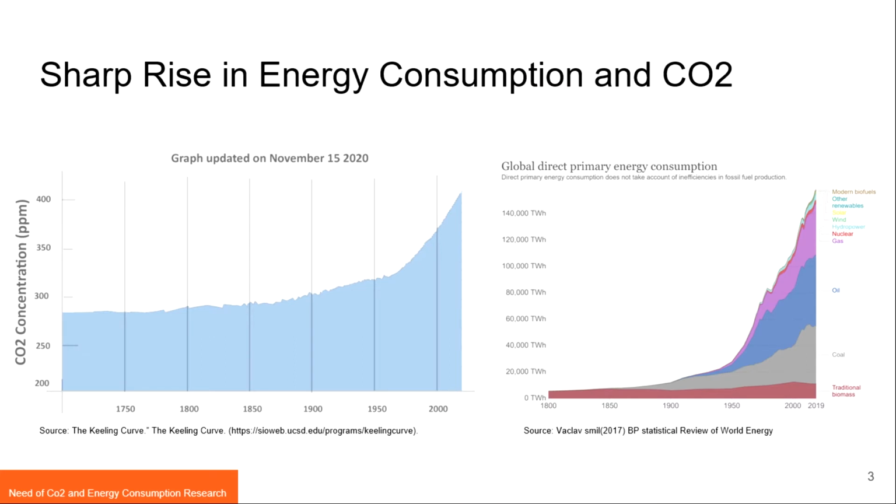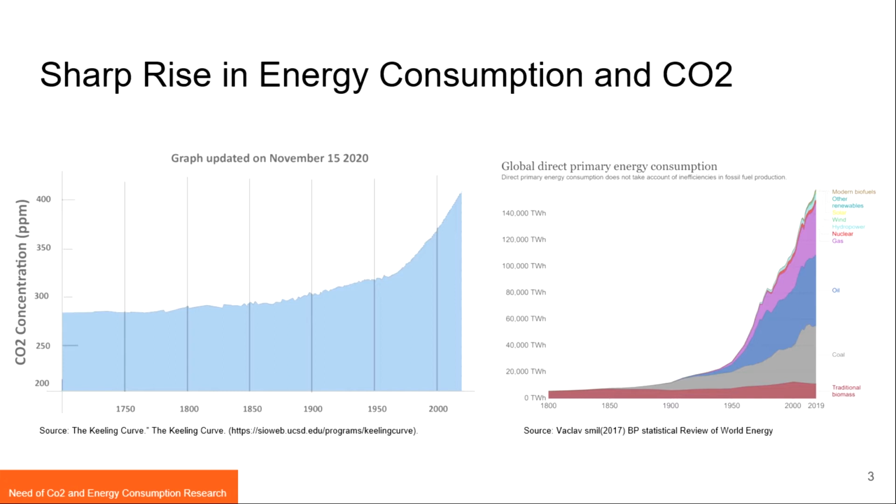We believe facts and figures are the best way to learn new things. Here we have included charts, figures, and graphs to explain why CO2 and energy consumption research is vital. Firstly, on the left-hand side, you can see that before the Industrial Revolution, CO2 concentration was about 280 ppm, which has increased exponentially to more than 400 ppm by 2020.